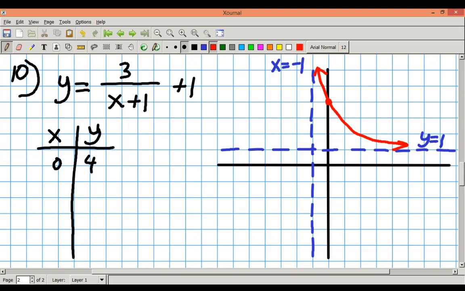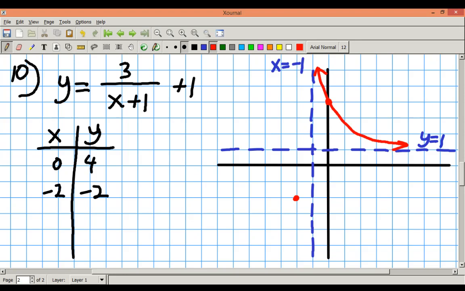Okay, let's choose a convenient point which is going to be less than that vertical asymptote, so less than -1. It looks like -2 is going to be a good choice for x. So plug in -2 for x. So -2 plus 1 is -1. 3 divided by -1 is -3, plus 1 is -2. So -2 is going to go with -2. So that point's going to be right there.